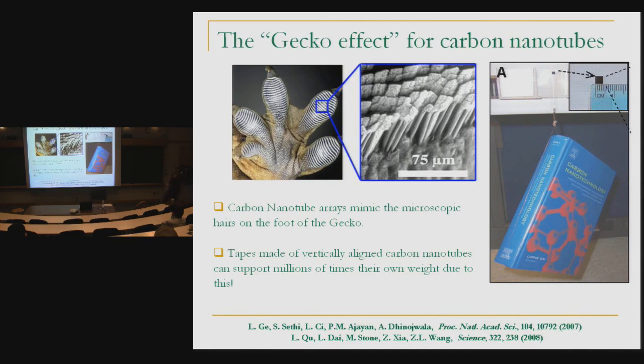So these vertically aligned carbon nanotube arrays have this vertically oriented structure, very similar to that of the bottom of a gecko foot. And so the way that a gecko can stick on the wall is that it basically presses its foot against the wall, and these little hairs compress. And the sidewalls of the hairs have a little bit more van der Waals interaction with the wall than the ends of the hairs. And so that's actually enough to hold up the gecko against the force of gravity.